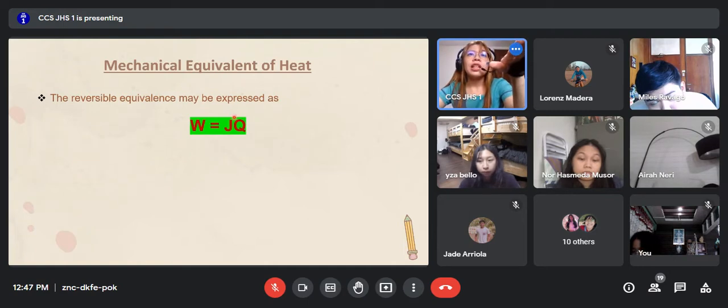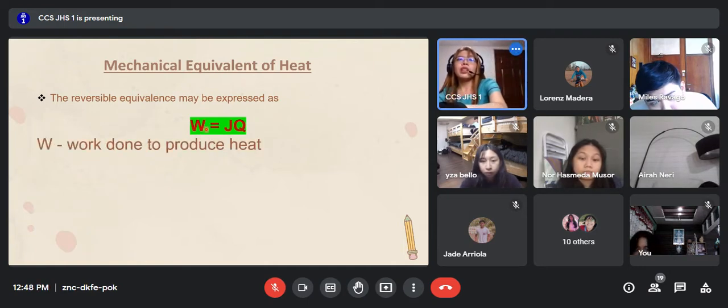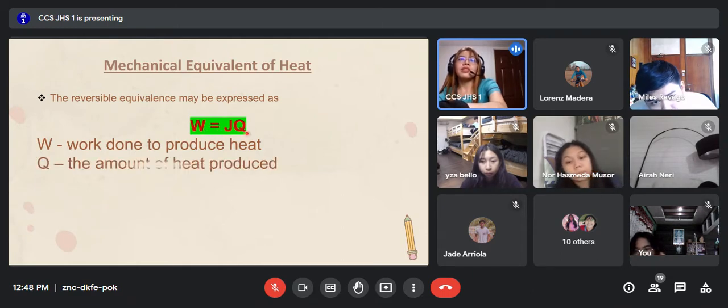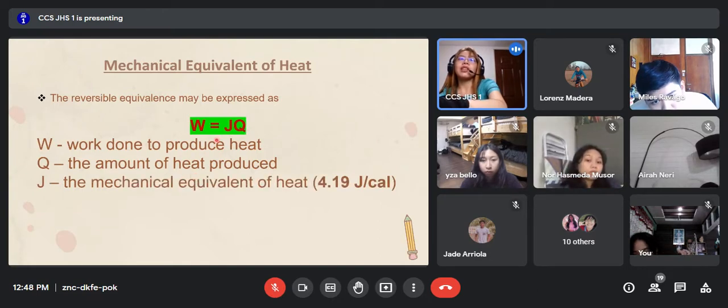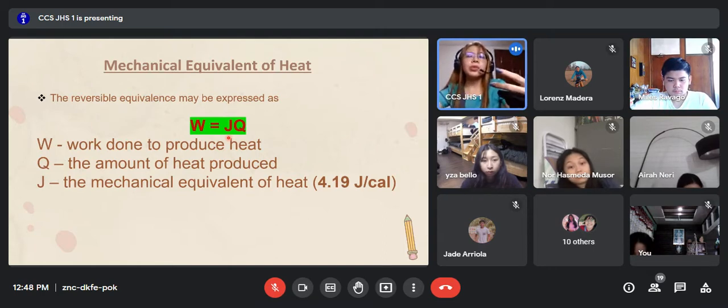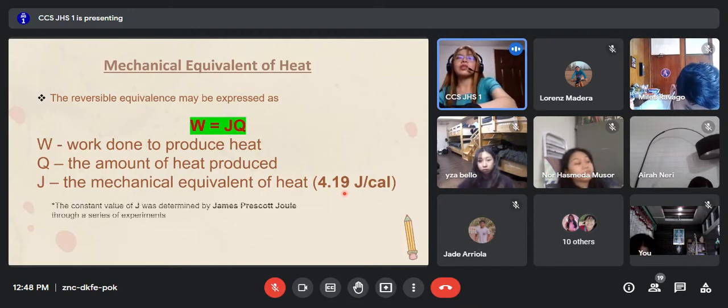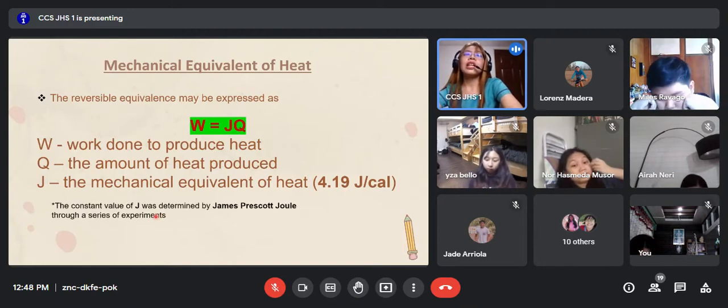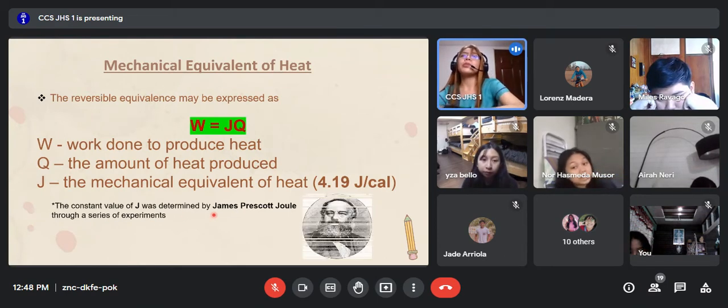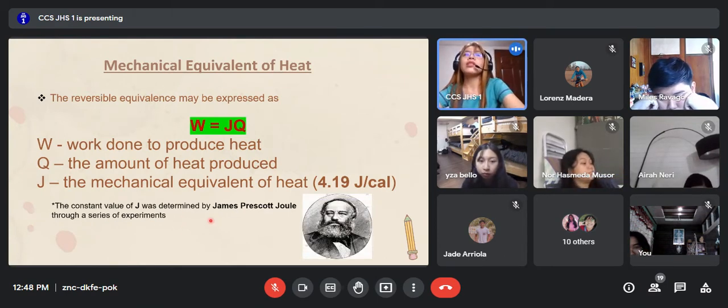The value of J is constant. And then W is the work done to produce heat. Q is the amount of heat produced. And then our J, we call that the constant value of the mechanical equivalent of heat. So it was James Prescott Joule who discovered this value, through a series of experiments. The constant value of J was determined by James Prescott Joule through a series of experiments, and that is constant.